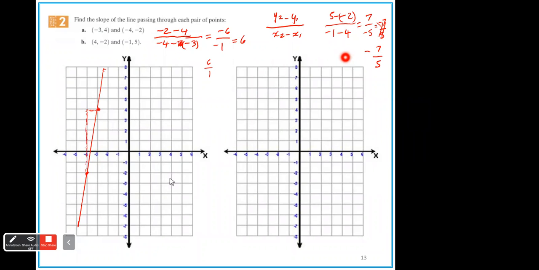Now in the next one, the points are 4, -2. You're going to go to 4, -2, and then -1, 5. That's right here. And so you join those two.